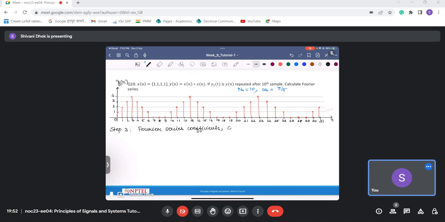That is Ck. Now this Ck is basically 1 by N naught, that is 1 by 10, summation n running from 0 to 9, xn into e power minus jk omega naught, that is pi by 5, into n. So this is the value of Ck.